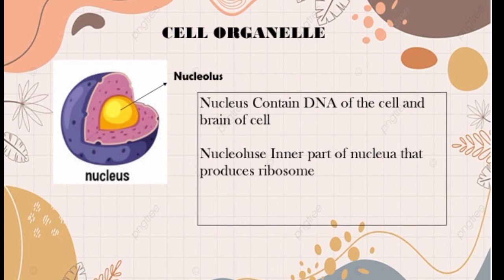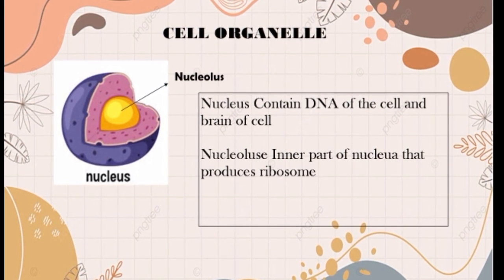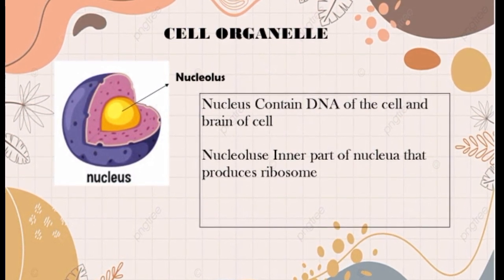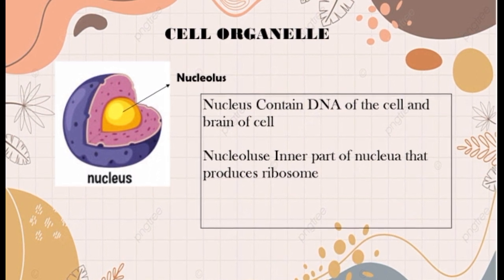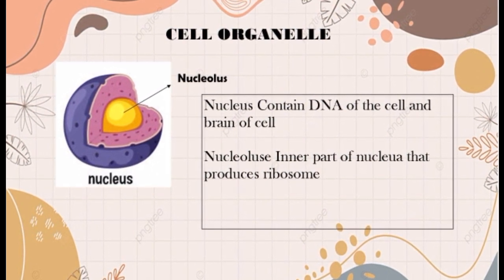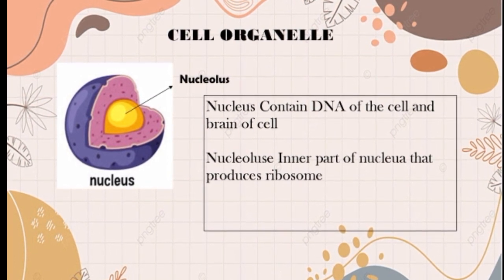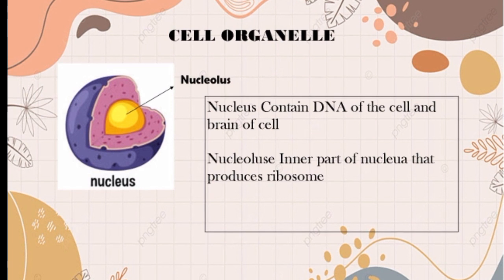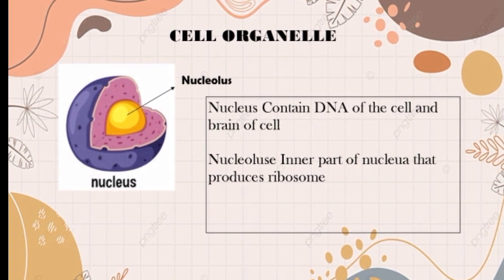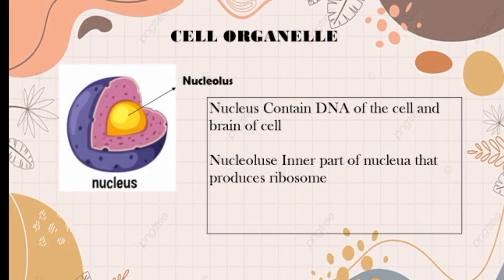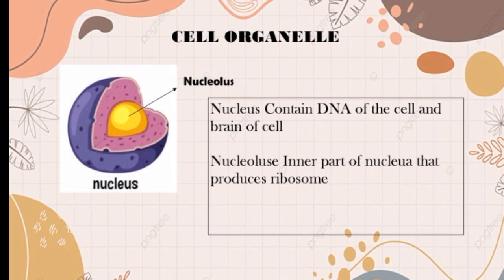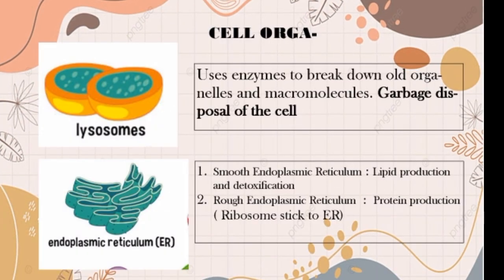Okay, next we will study the organelles in the cell. The first organelle is the nucleus. The nucleus contains the DNA of the cell and we can call it the brain of the cell. Inside the nucleus we can see the nucleolus. The nucleolus is the inner part of the nucleus that produces ribosomes.